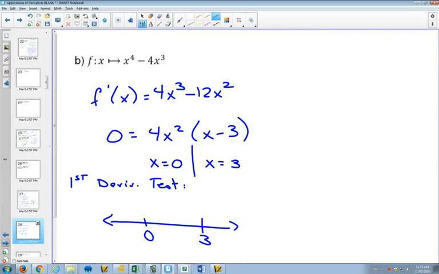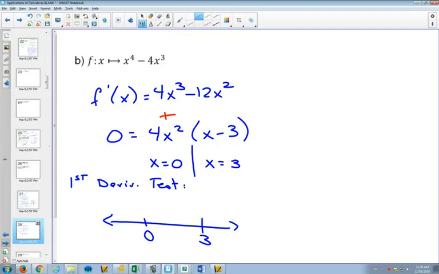Again, if we're going to find out where it's increasing or where it's decreasing, we're always plugging that into our derivative function. Again, I'm going to use the factored form, so if I plug in something less than 0, can you see that 4x squared, whether it's less than 0 or bigger than 0, anywhere is always going to be positive because it's x squared. So really, I'm only worried about the x minus 3.